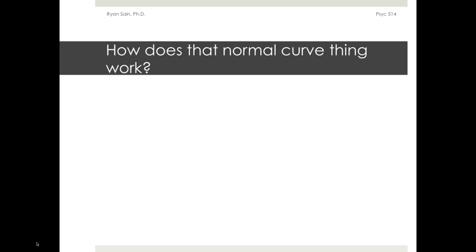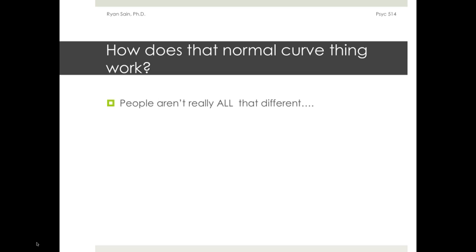All right. So that normal curve thing, that 68%, the 95%, the 99%, and above. How does all that work? Well, it works pretty simply. Well, kinda. Anyway, let's start off with the fact that people really aren't that different.